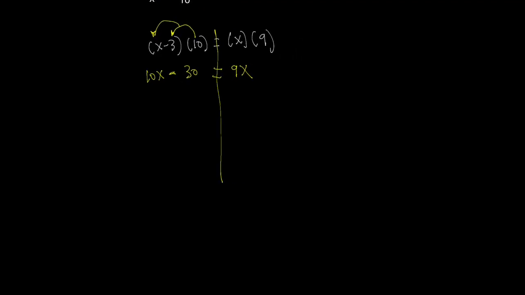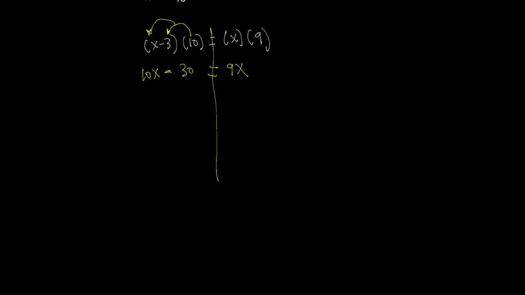Both of them are valid, but one technique that a lot of students follow, and I guess it's alright, is to always subtract the smaller one. So here 9 is smaller than 10, so let's get rid of 9. So minus 9x, minus 9x. 9x minus 9x, we're going to get 0. And then 10x minus 9x, that's just 1x. And then we still have that minus 30 here.